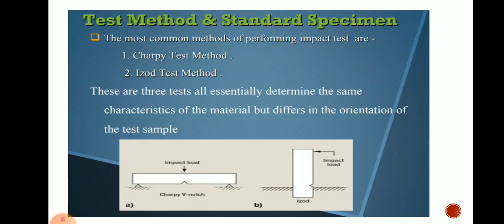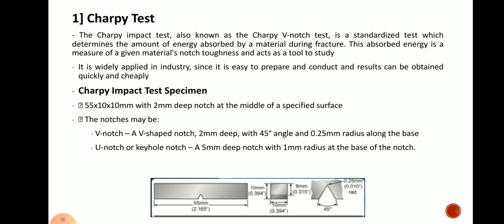Then we have seen there are two kinds of testing methods. First is the Charpy test method and second is the Izod test method. These two tests are for carrying out the impact test, and the results of both will be the same. That is, we are finding the same thing through these two methods, that is toughness and impact energy. So we will see the Charpy test in detail now in this video.